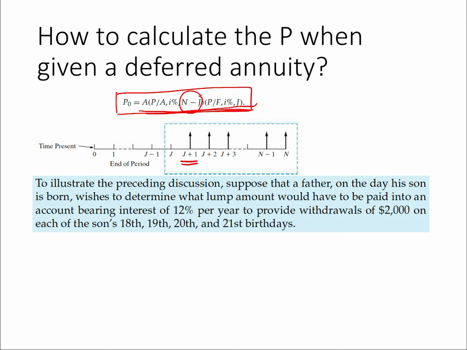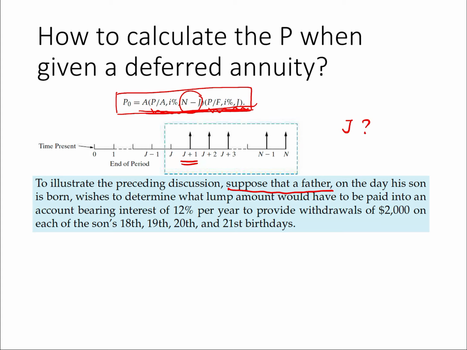So what is J? J is just, you need to know when the first annuity occurs, and that time minus 1 is going to be the J. Okay, so don't worry if you don't understand that, and then we can learn that from this example. Okay, but after that first factor, you also need to find out a second factor, which is P/F, i% and J. So very important, you need to find out the J. Okay, let's read this example and you will know what I mean by find out the J.